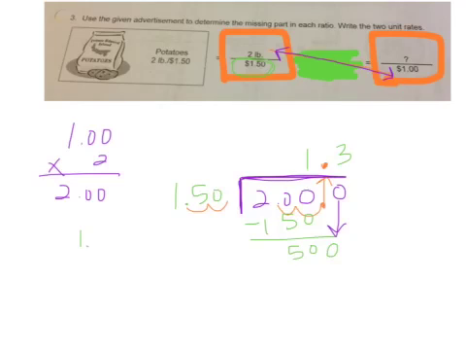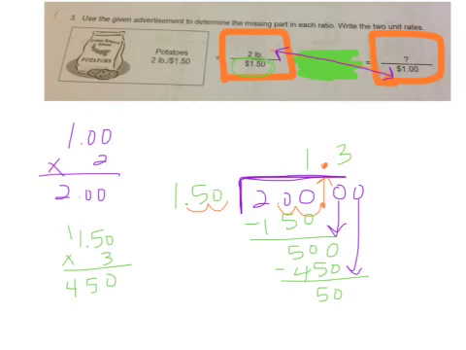So over here on my paper, I'm going to try and guess 150 times 3. 3 times 0 is 0. 5 times 3 is 15. Carry the 1. 1 times 3 is 3, plus 1 more is 4. Okay, so now I know that's 450. If I subtract 450 from 500, I get 50 again. Now, what do you notice happened on this question? I got 50 again, so what's going to happen in my answer? 3 is going to keep repeating.